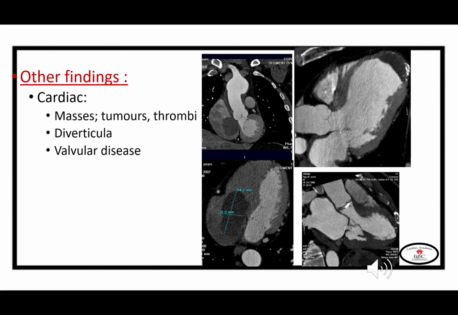We have to look for other findings, whether they are cardiac findings, for example, masses like myxomas or tumors, the presence of thrombi, as we can see in the upper right hand image, where we have a hypodense thrombus filling the left ventricular apex, and even evaluation of the cardiac valves, as we can see in the lower right hand image. We can see thickening and doming of the mitral valve leaflets, and we can see thickening and calcification of the aortic valve leaflets.